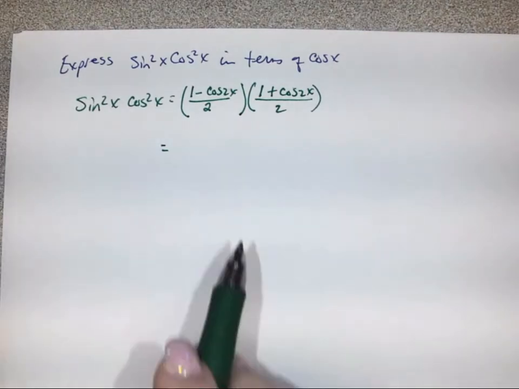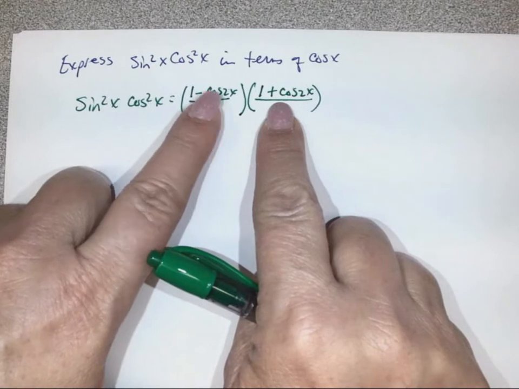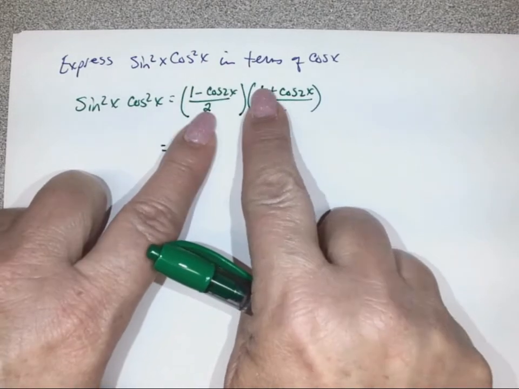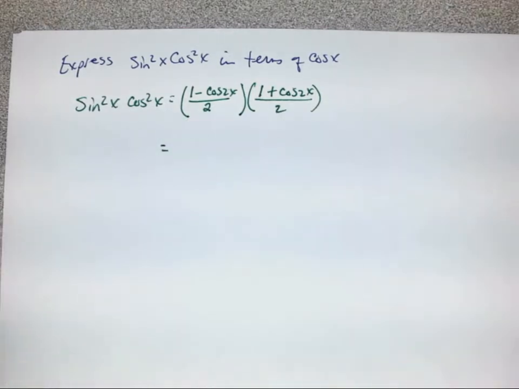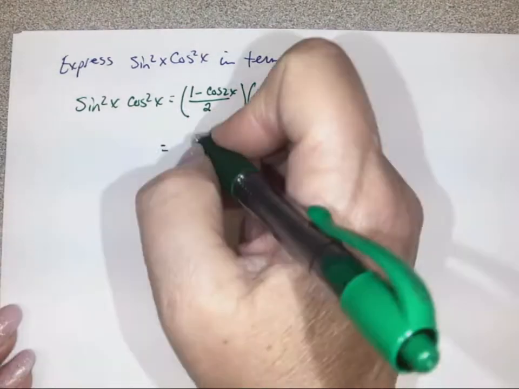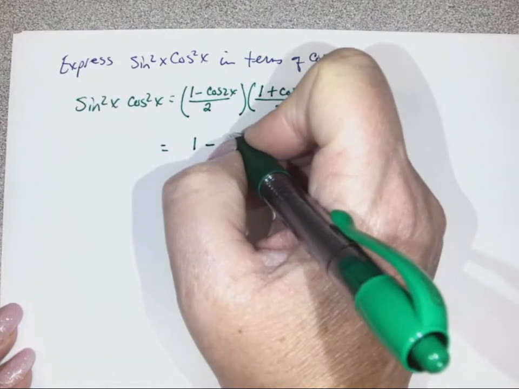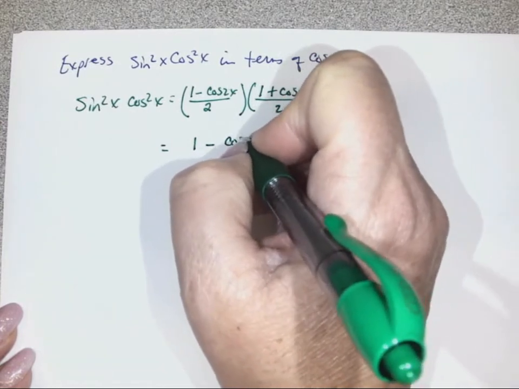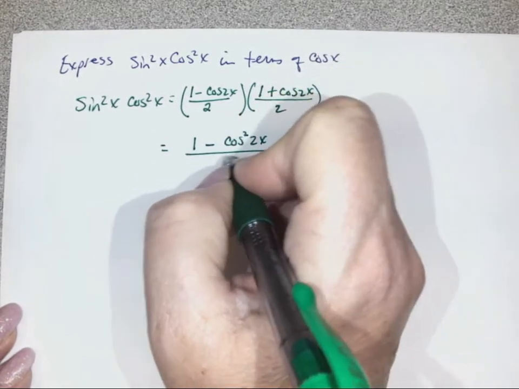So let's go ahead and do some multiplying here. If you remember your college algebra, 1 minus something times 1 plus the same thing is the difference of squares. So if we FOIL that or distribute it, we're going to get 1 minus our cosine squared of 2x all over 4.